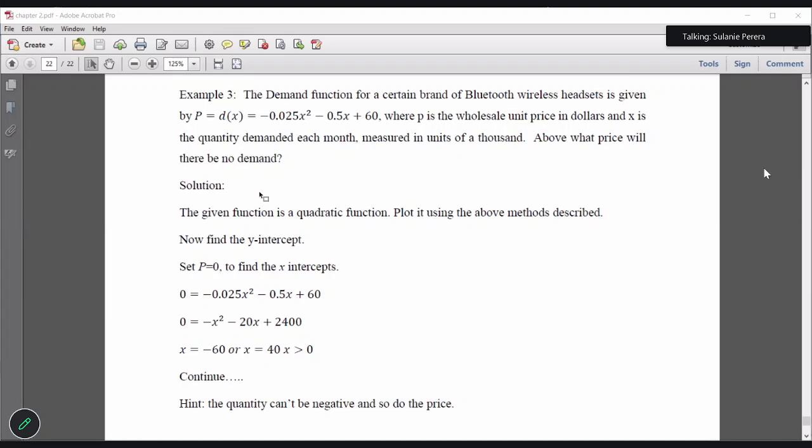So for that you have to first plot this and find. They have given the demand function. Right? This sign is negative, which means it will open downward. Now this is a parabola, right?